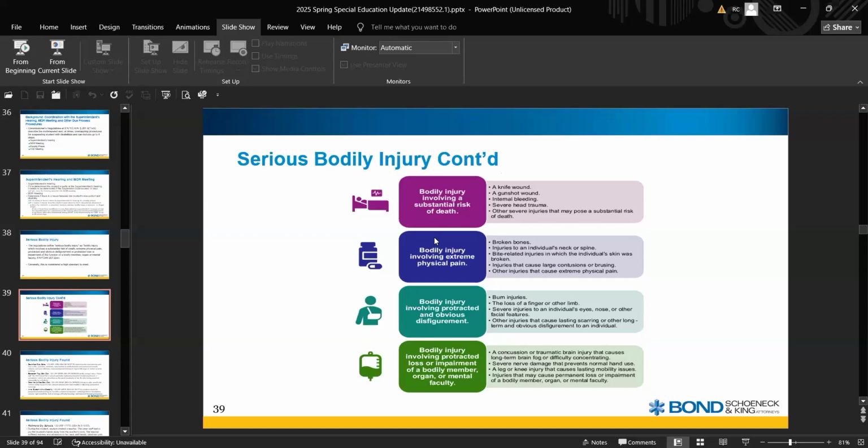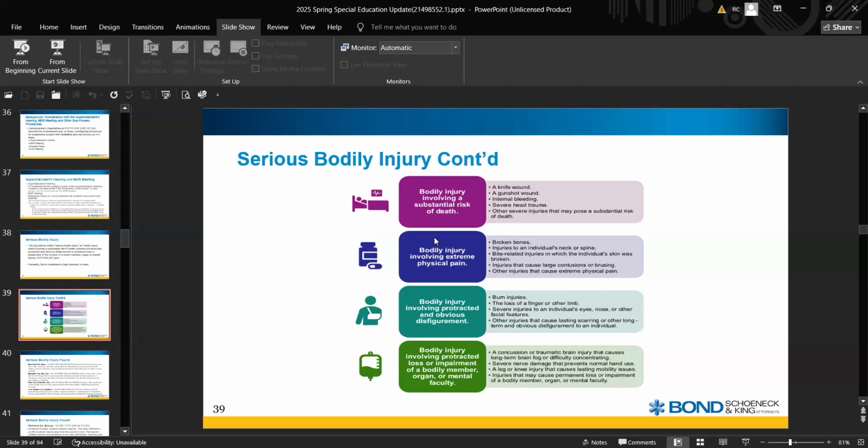So bodily injury involving substantial risk of death: a knife wound, of course, gunshot wound, internal bleeding, severe head trauma, other severe injuries that may pose a substantial risk of death. Thank you for that very circular example. Okay, so bodily injury involving extreme physical pain: broken bones, injuries to an individual's neck or spine, bite-related injuries in which the individual's skin was broken. We know that that happens. Injuries that cause large contusions or bruising, other injuries that cause extreme physical pain.